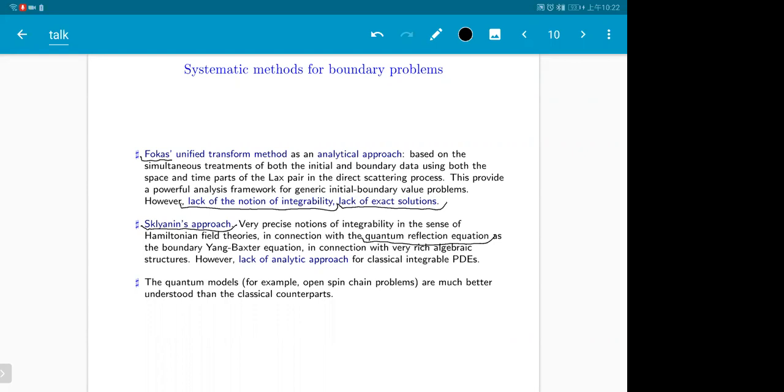And just a remark, in quantum models, the boundary problems are much better understood than the classical part, partly because in the classical PDEs there is no solution method, no analytical method.